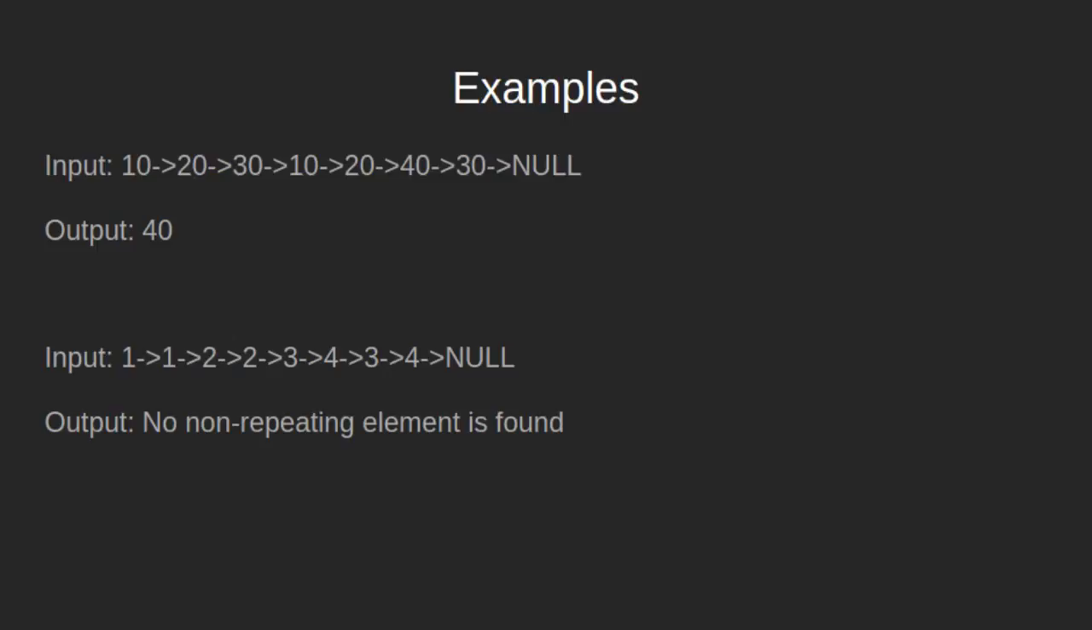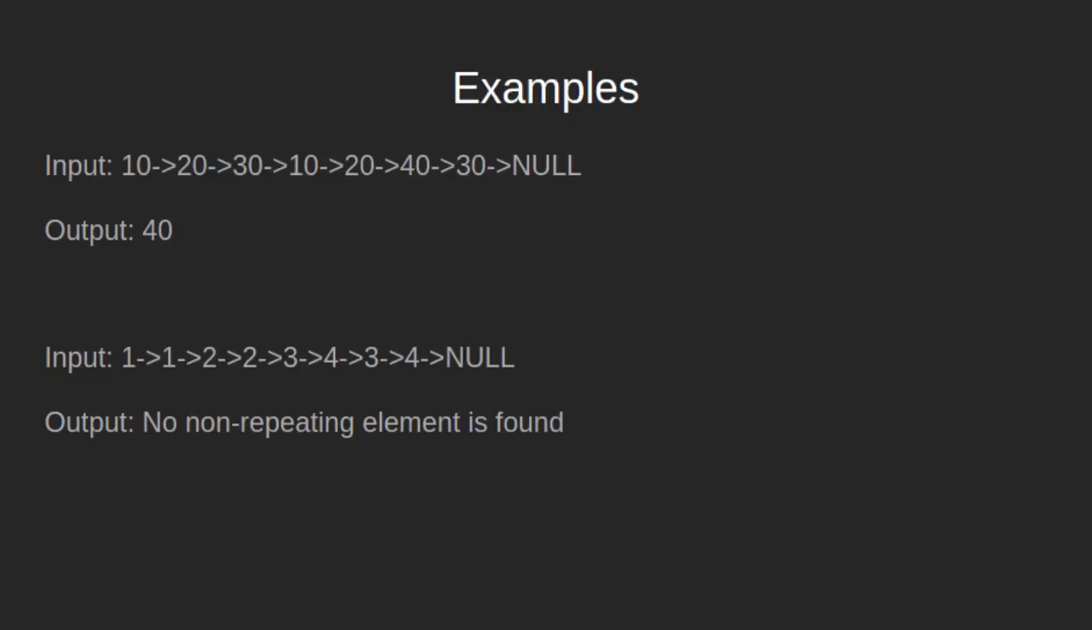We have given linked list 10, 20, 30, 10, 20, 40, 30, null. The first non-repeating element in the linked list is 40, so the output is 40.